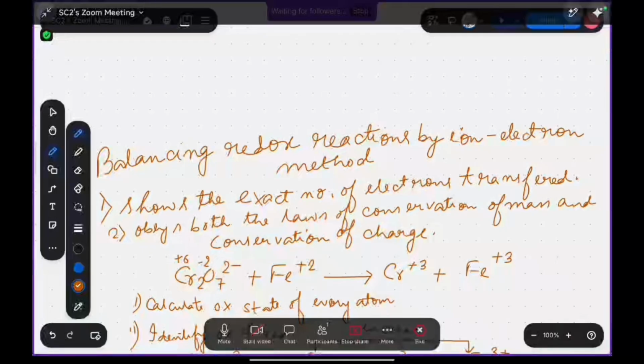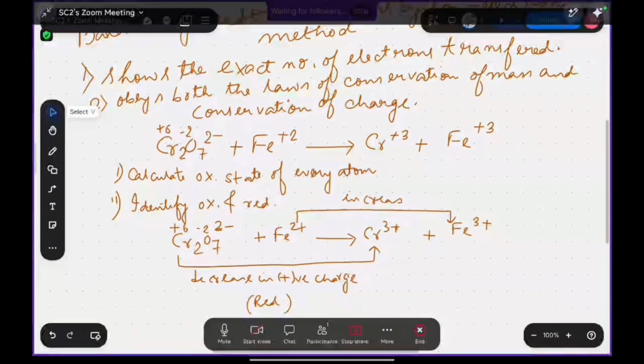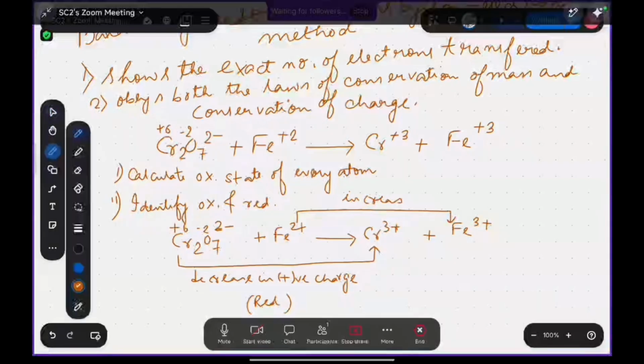So after the calculation of oxidation states, we need to identify which one is undergoing oxidation and which one is undergoing reduction. Now see, I have written the reaction again. In Cr2O7 dichromate, chromium is in the +6 state. You need to calculate that; I have taught you already. So chromium is in +6 oxidation state, which is changing to chromium +3. That means there is a decrease in positive charge. Whenever positive charge decreases, that is called reduction.